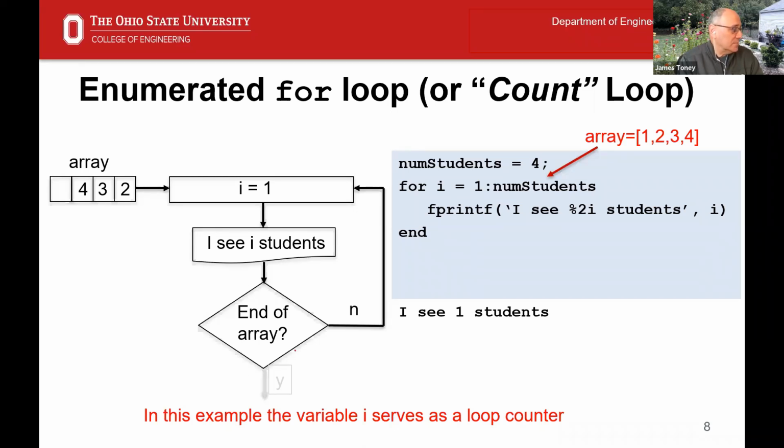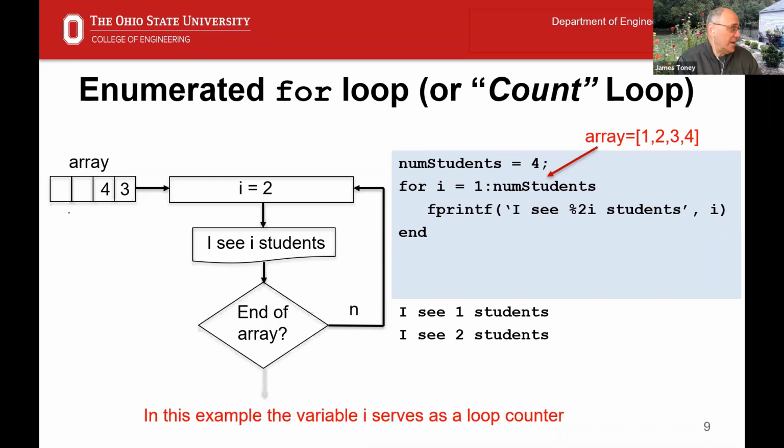All right, then it asks the question, have we reached the end of the array? Which means there are no values left over here. Well, we haven't, so it branches backwards. It loads in the next value, which was 2. So now I is 2. It repeats this, and it's going to print I see 2 students.